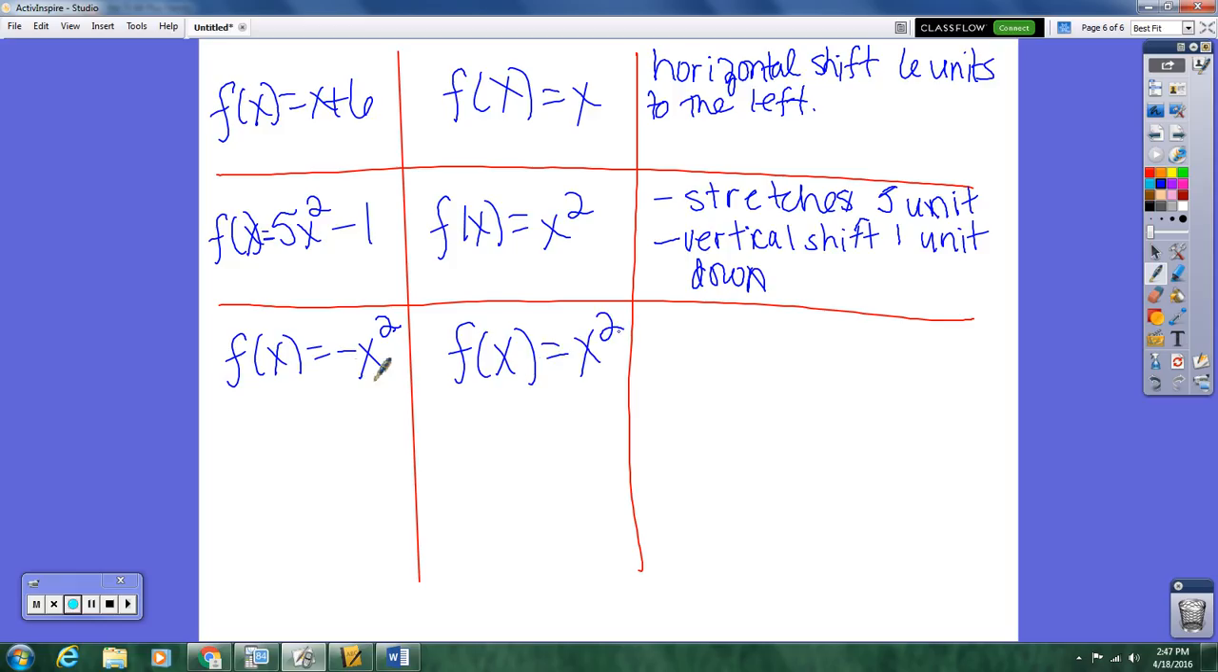What does that negative do to it? The last one we just did on that paper. What did we do at the very bottom on number 9? It flipped it.